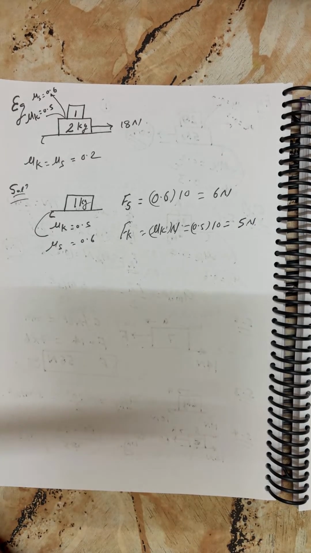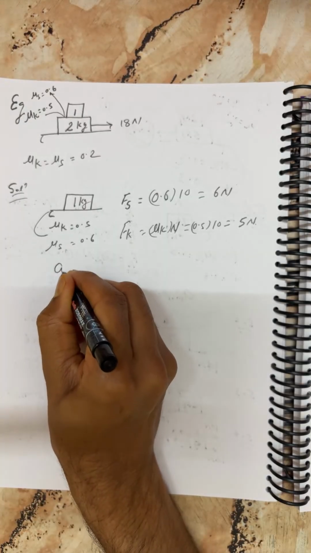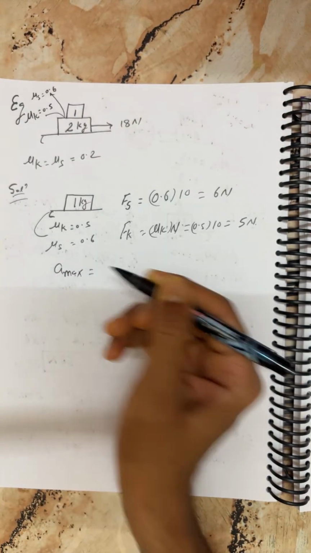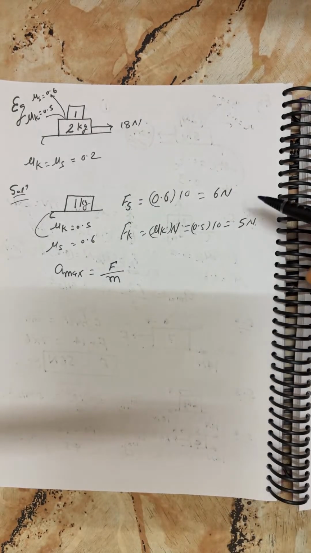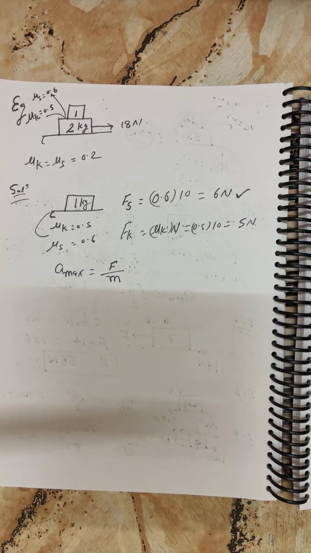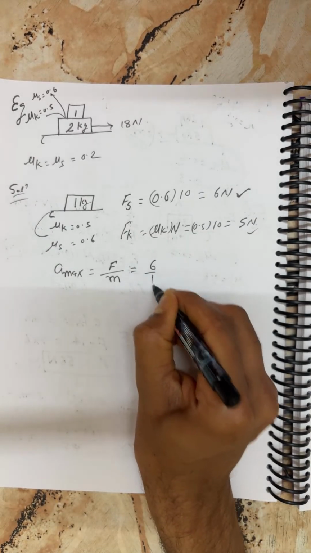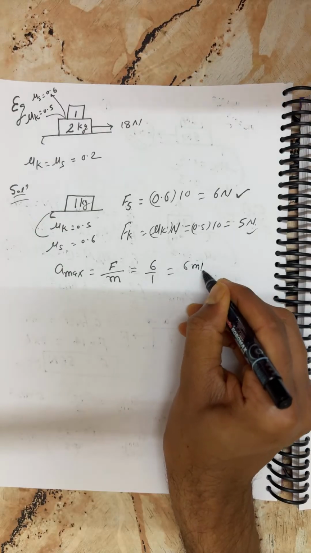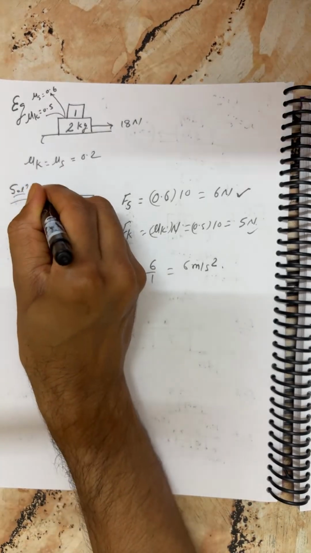We want to carry the blocks together here. For that condition, you need to find the maximum acceleration. So a maximum is, again, force per unit mass. Which force do you have to take? You have one static friction force and one kinetic friction force. We want to keep the system together, so we take the maximum force, which is 6 by 1, so 6 meter per second square. Now, this is step 1 done.